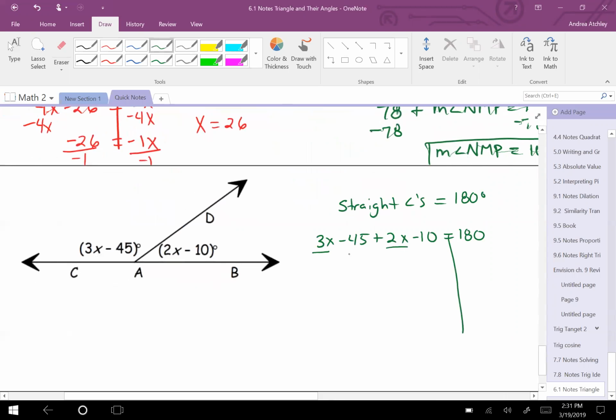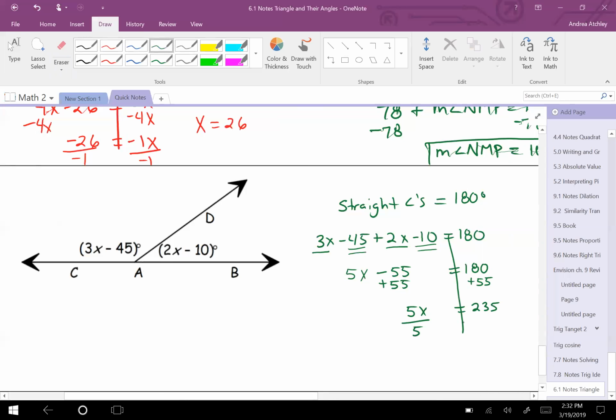I'm going to combine my like terms. 3 and 2 is 5x. Negative 45 and negative 10, they're the same sign, so I'm going to add and get negative 55 equals 180 degrees. I add 55. I'm going to get 5x equals 235. I'm just putting the numbers in any order I want to. I knew the number.